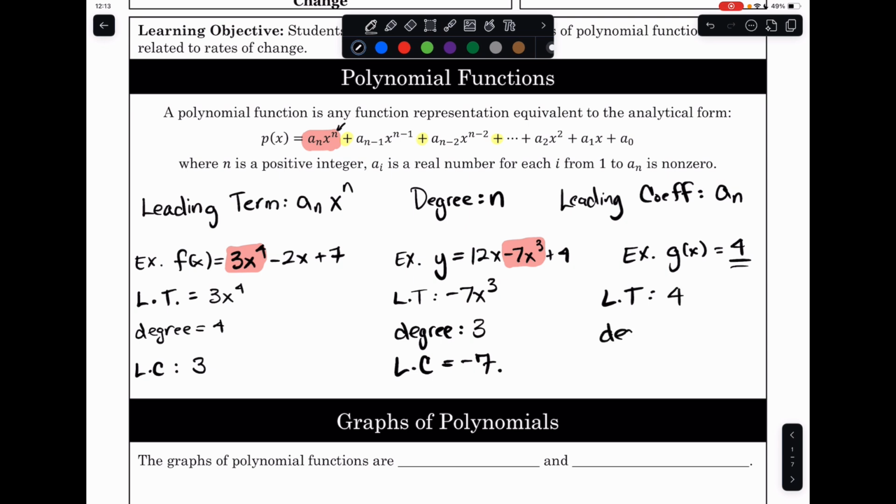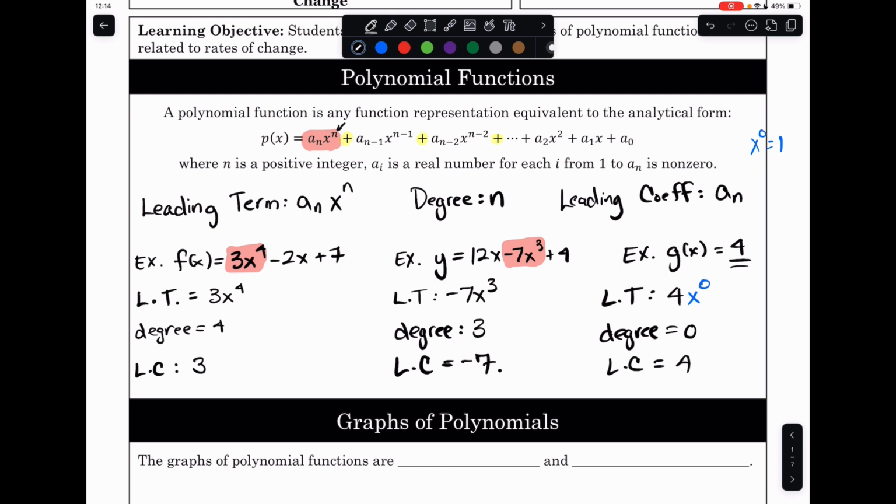Now, what's the degree of this example right here? Well, in this case the degree is going to be 0, because 4 technically has an x. We're multiplying 4 with x to the 0 power. Hence why we don't write any variable, because anything to the 0 power equals 1. x to the 0 power is equal to 1, and 4 times 1 equals 4. Hence why we only write the function 4 instead of 4x to the 0 power. So our degree for this example is going to be 0, and our leading coefficient is the number 4.